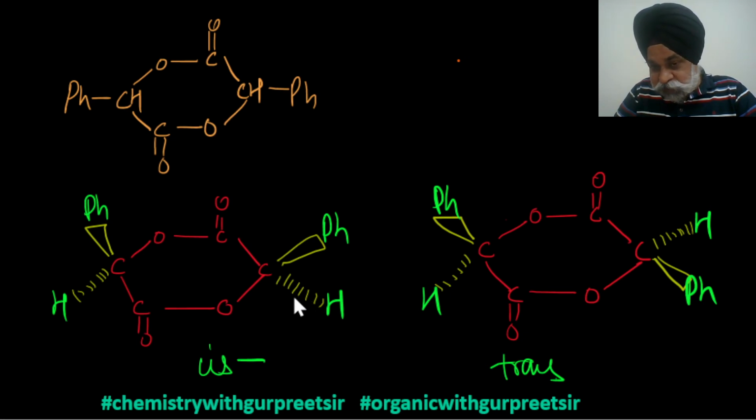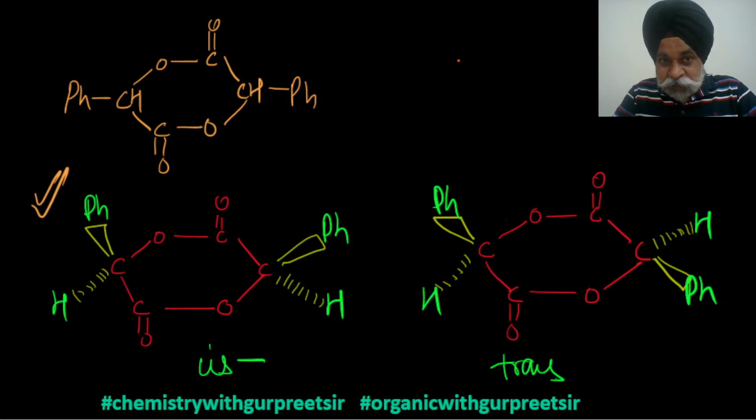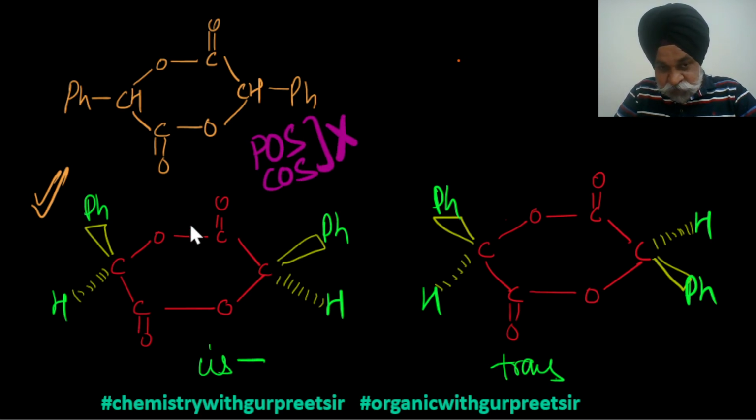Now the other thing you can see is that in the cis isomer, I am not seeing any plane of symmetry, nor any center of symmetry. Both of these are absent. If I pass a plane from here, it does not divide into two identical halves, nor are the two parts identical the other way. So there is no plane of symmetry. When there is no plane of symmetry or center of symmetry, we say it is optically active. So this cis isomer is optically active.